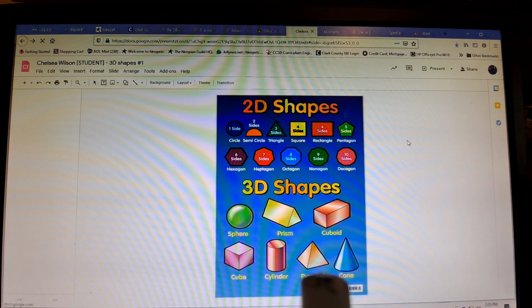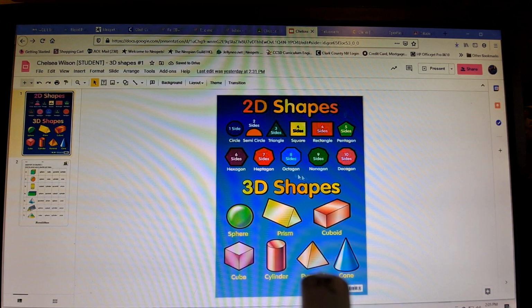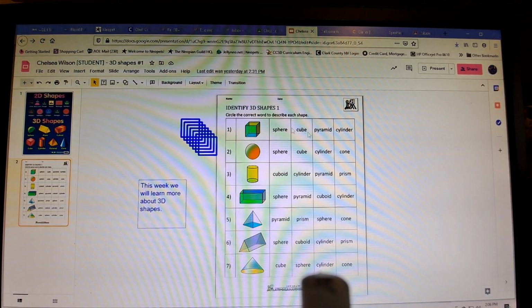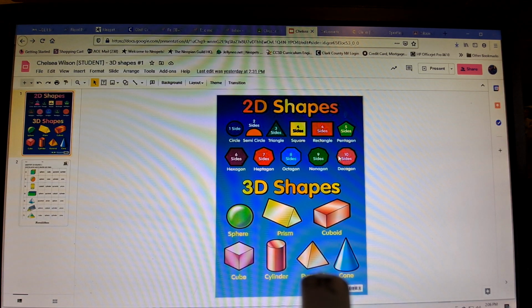Then the shapes, I have a poster on the first page, kind of going over 2D shapes, 3D shapes. I have a video for us to watch, which I thought was kind of cute. And then we're just going to kind of look at this. You have a field of 4 choices here. So what is this shape? Is it a sphere, a cube, a pyramid, or a cylinder? Well, we can go up here if you're not sure and take a look.